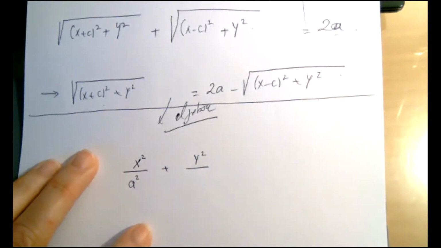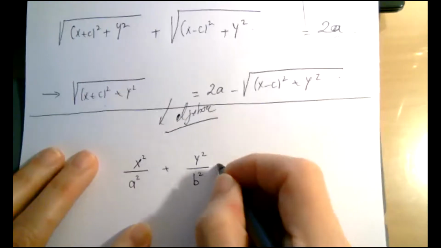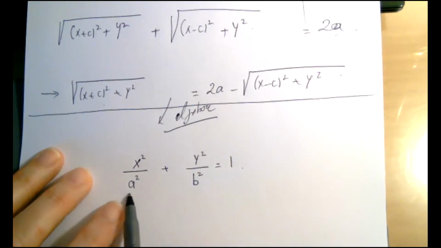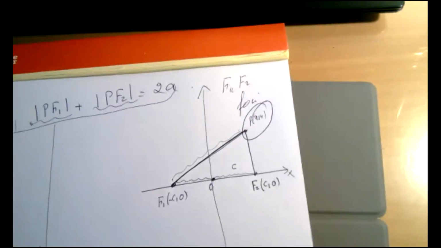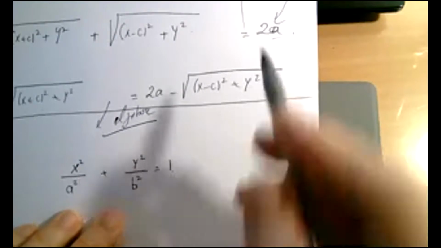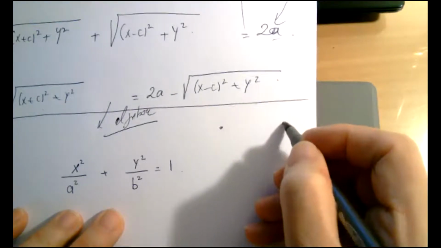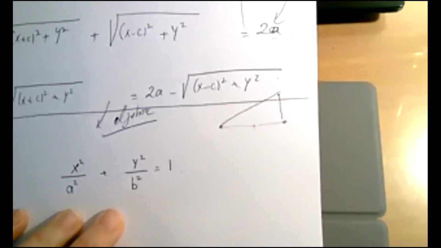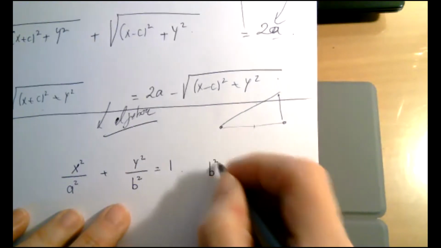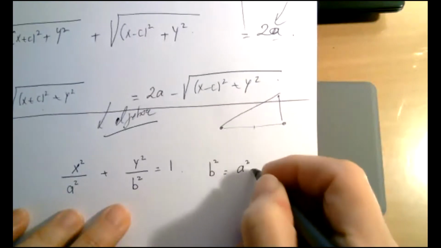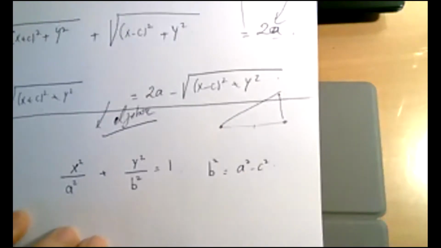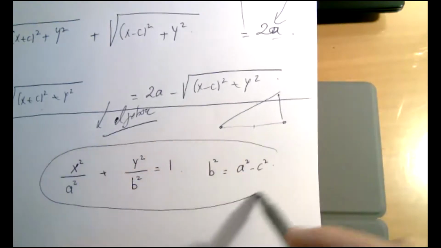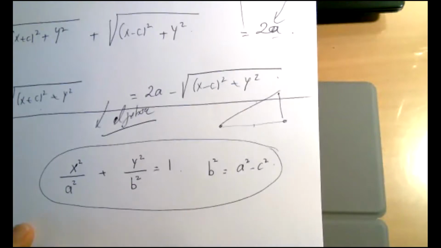x squared over a squared plus y squared over b squared equals 1. Probably a lot of you are familiar with it. Very good. The a is this a right there. What is the b? What characterizes the ellipse is the 2 foci and the sum of the distances. So where is this b coming from? The b comes from manipulating this formula algebraically. And the b, once we manipulate it, is going to satisfy b squared equal to a squared minus c squared. That's where the b is coming from. And that would be the equation of the ellipse. Now I'm going to take this equation again.